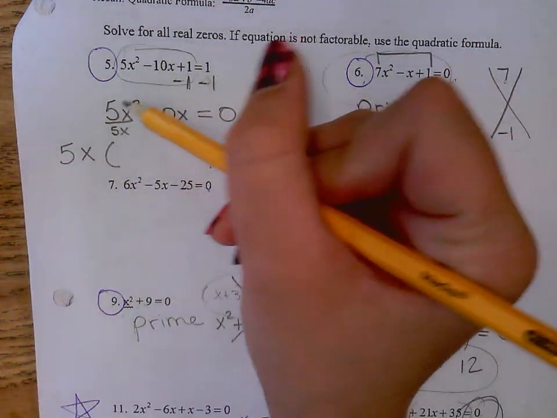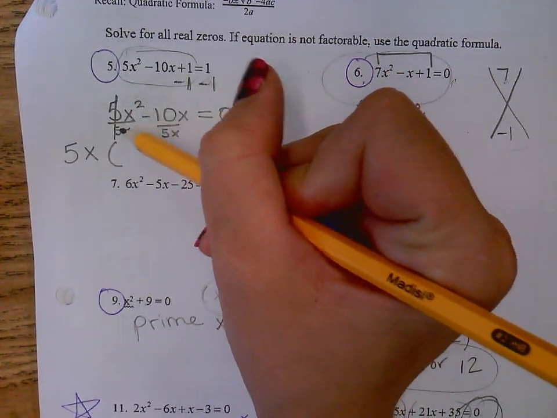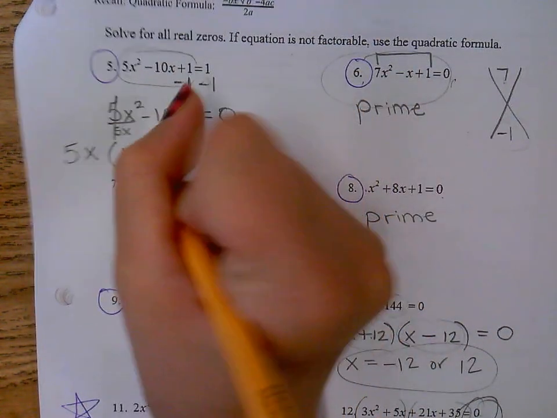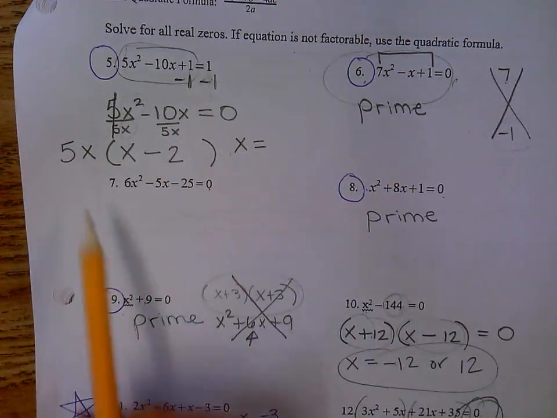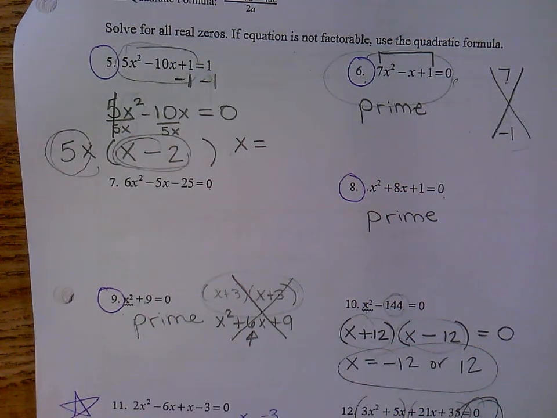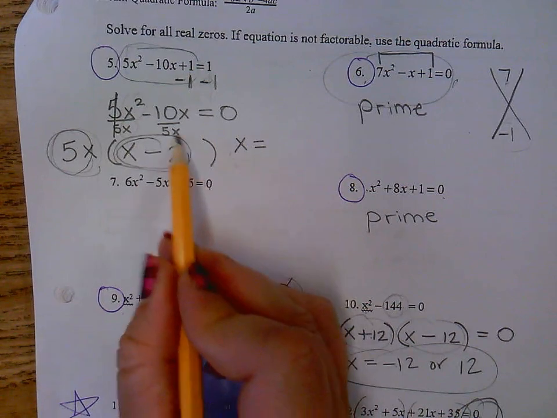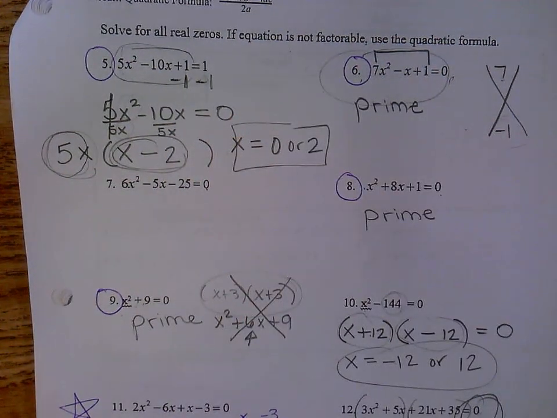So 5 divided by 5 is gone. What's x squared divided by x? Just x, right? And then you're right, this is 2. So x minus 2. What are my two solutions for my x-intercepts? What would x have to be here? And what would x have to be here? Yep, 5 times 0, so x would have to be 0, and positive 2. So your two solutions are 0 or 2.